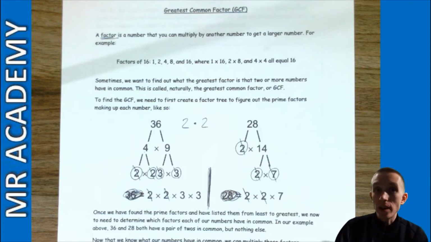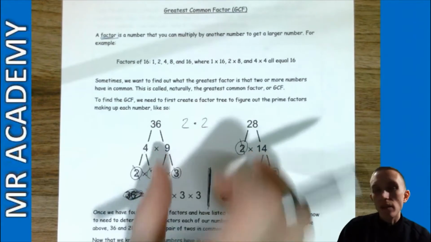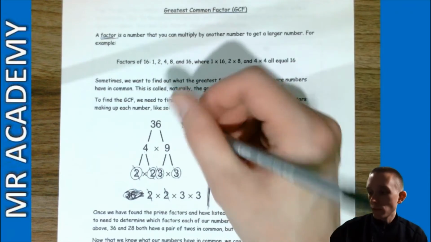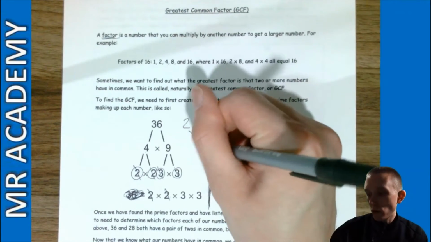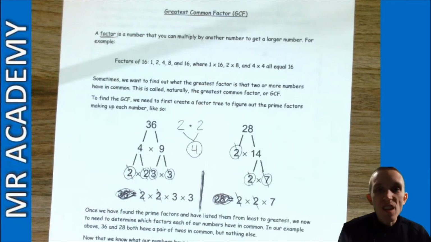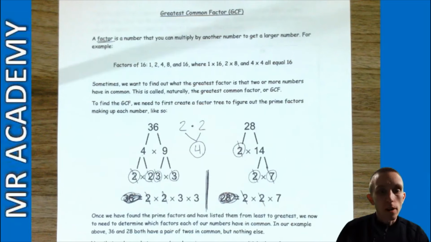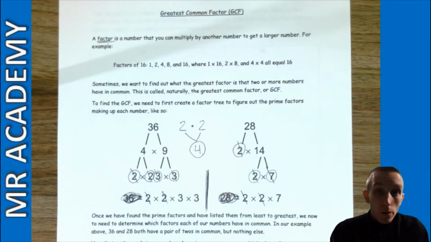So to find our greatest common factor, the biggest number that both of these have in common, the biggest factor, the biggest piece, that building block that 36 and 28 have in common, 4 is our answer. 2 times 2 is 4. 4 is our GCF, our greatest common factor. Boy, that paper was very, very tilted there. Okay, so that's where we're at with that one.